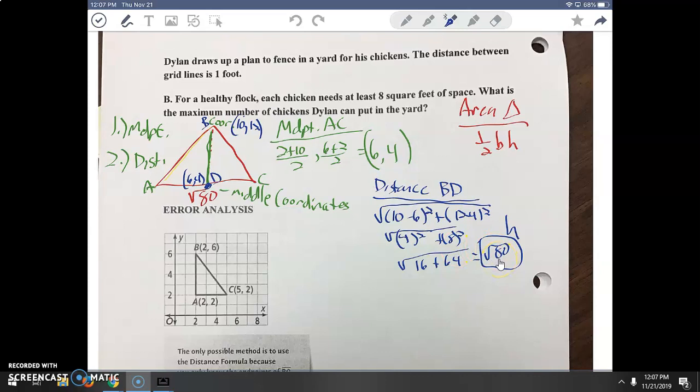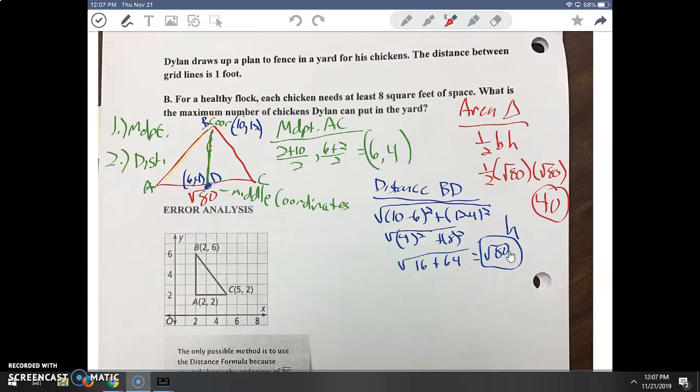Okay. So now going back to our area, 1/2 times the base, which is this portion here, so that's the square root of 80, times our height, which is this portion here, also the square root of 80. By the time you multiply all of that together, you end up getting 40.